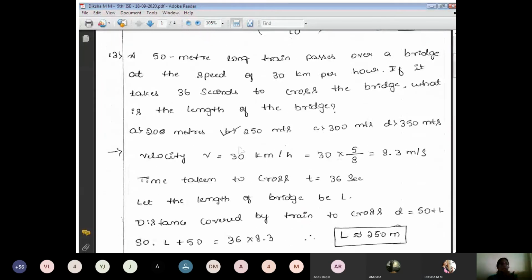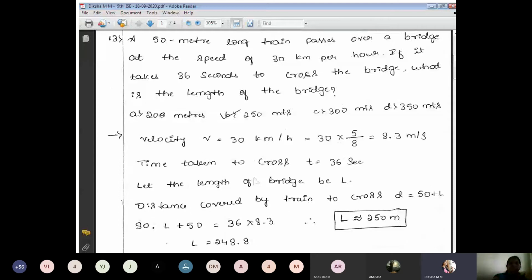Next problem. A 50-meter long train passes over a bridge at the speed of 30 km per hour. If it takes 36 seconds to cross the bridge, what is the length of the bridge? Here they are asking the length of the bridge. The train has a 50-meter length. It passes over a bridge at the speed of 30 km per hour. The same train crosses the bridge in 36 seconds.